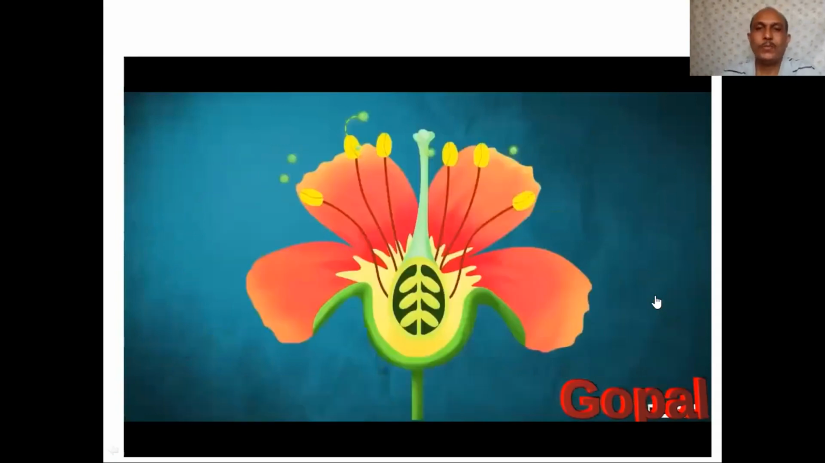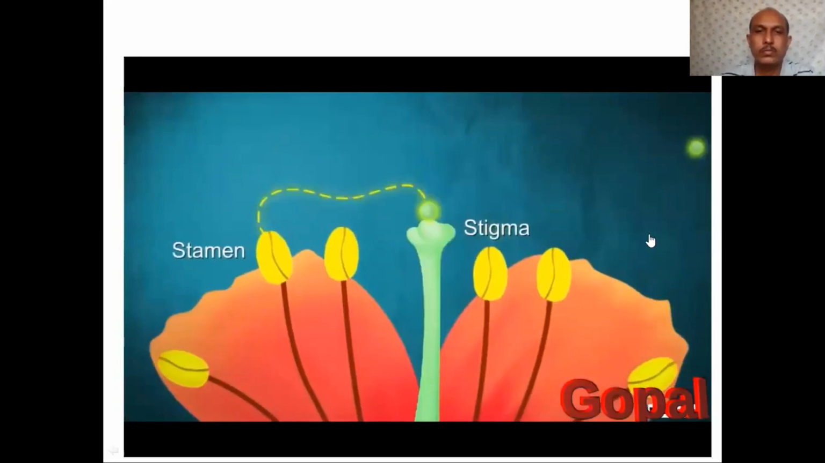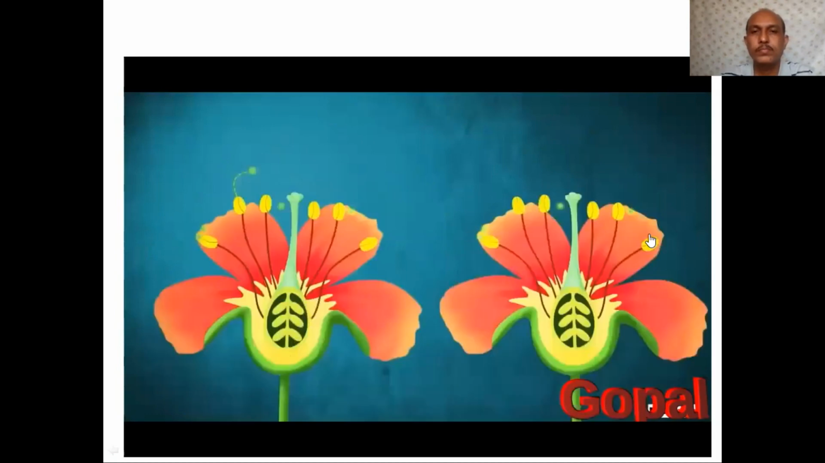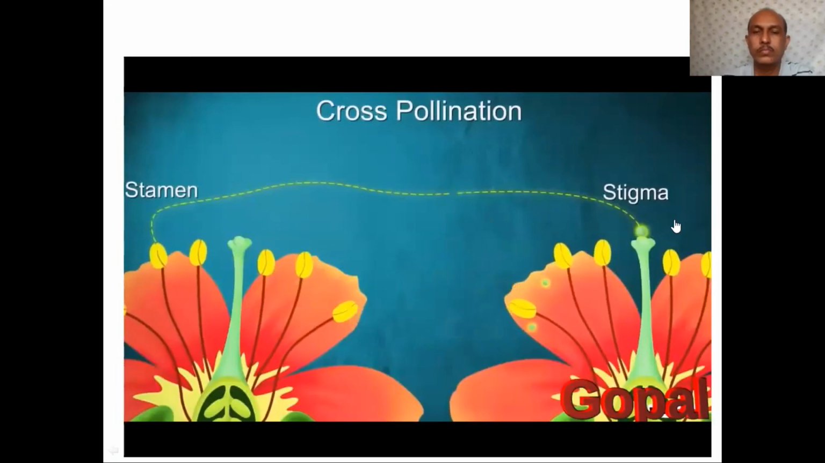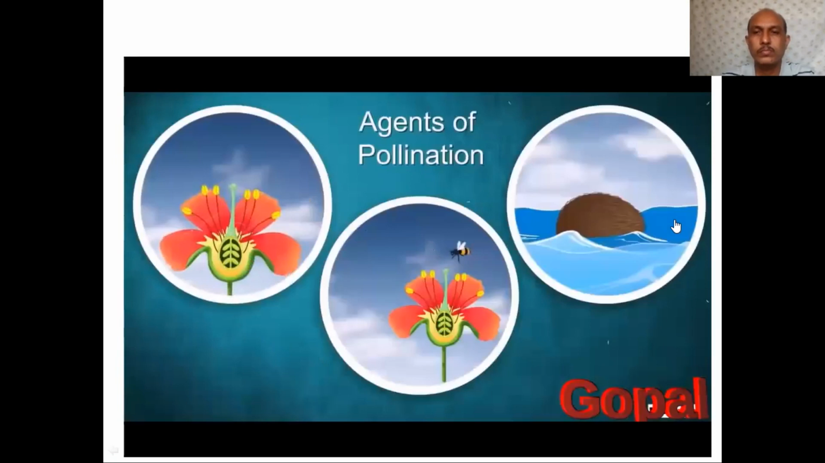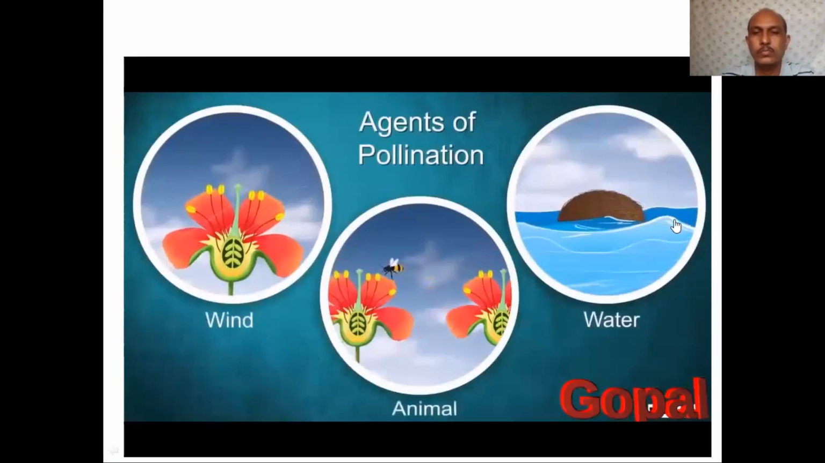If the pollen grain of a flower lands on the stigma of the same flower, it is called self-pollination. So this is self-pollination, same stigma. But if the pollen grain of a flower lands on the stigma of another flower of the same or another plant of the same type, it is called cross-pollination. So this is cross-pollination. Pollination occurs with the help of different agents like wind, water, or animals.